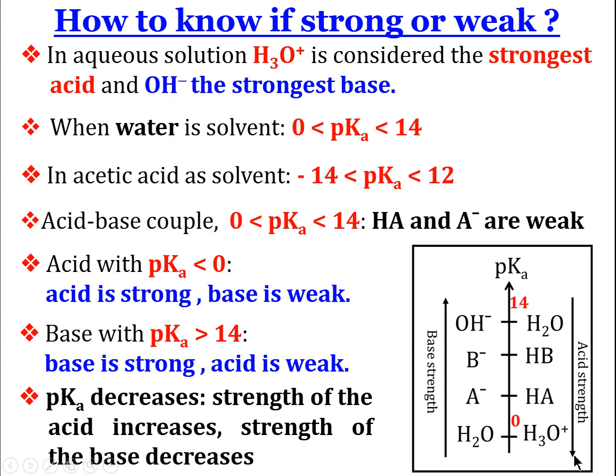As pKa decreases, the strength of the acid increases and the strength of the base decreases. Or as pKa increases, the strength of the base increases. Comparing, for example, B minus and A minus, B minus is more basic than A minus. HA is more acidic than HB.